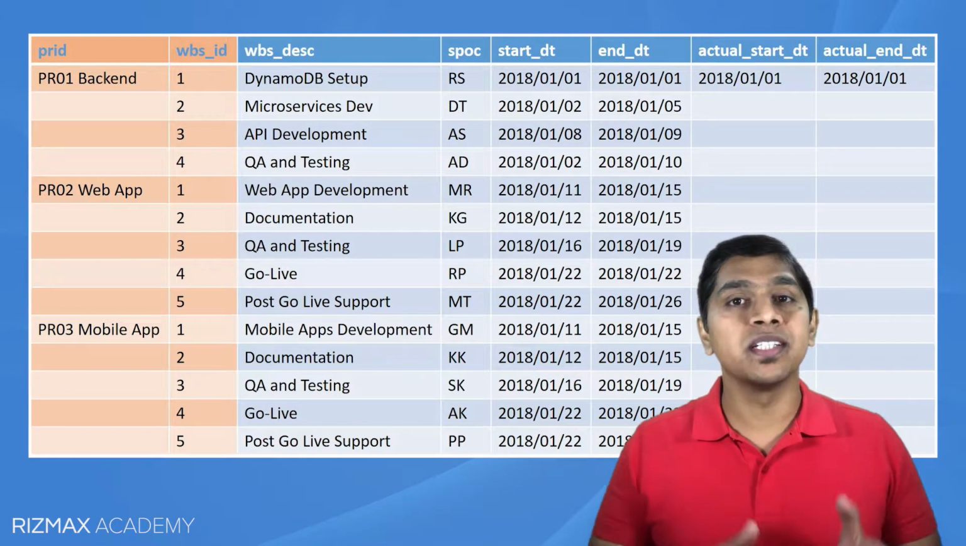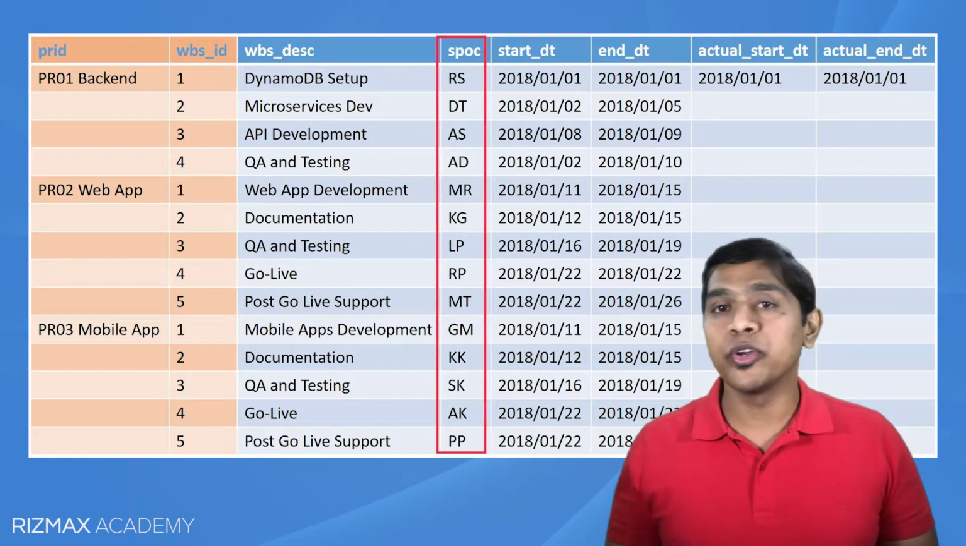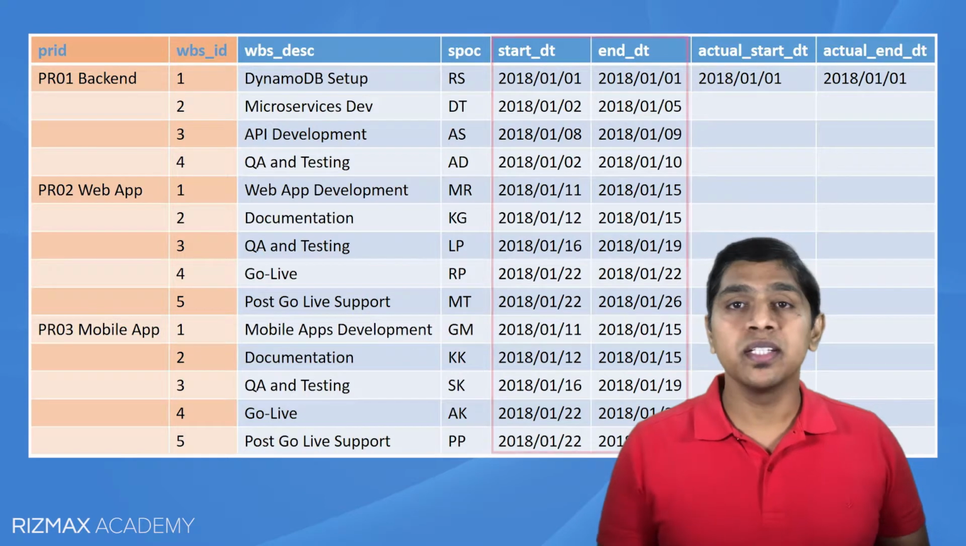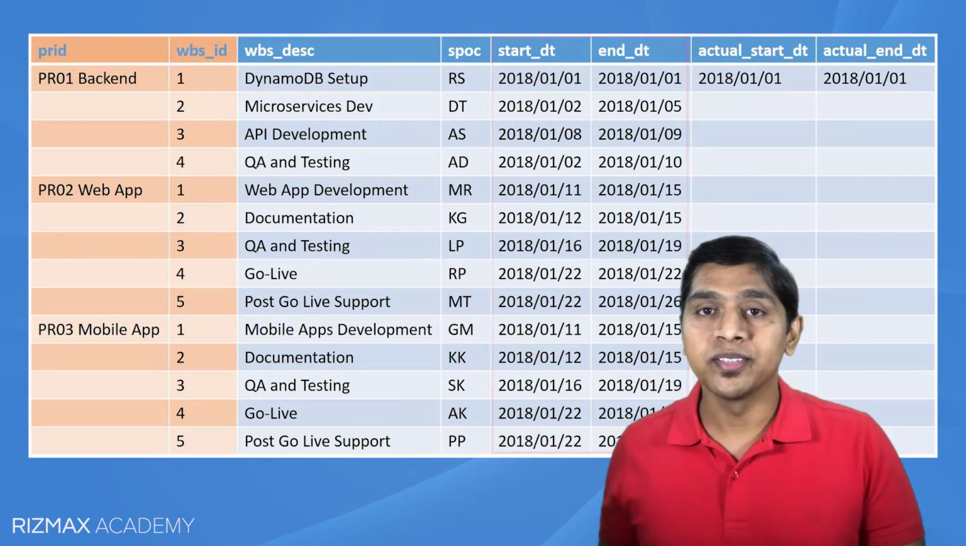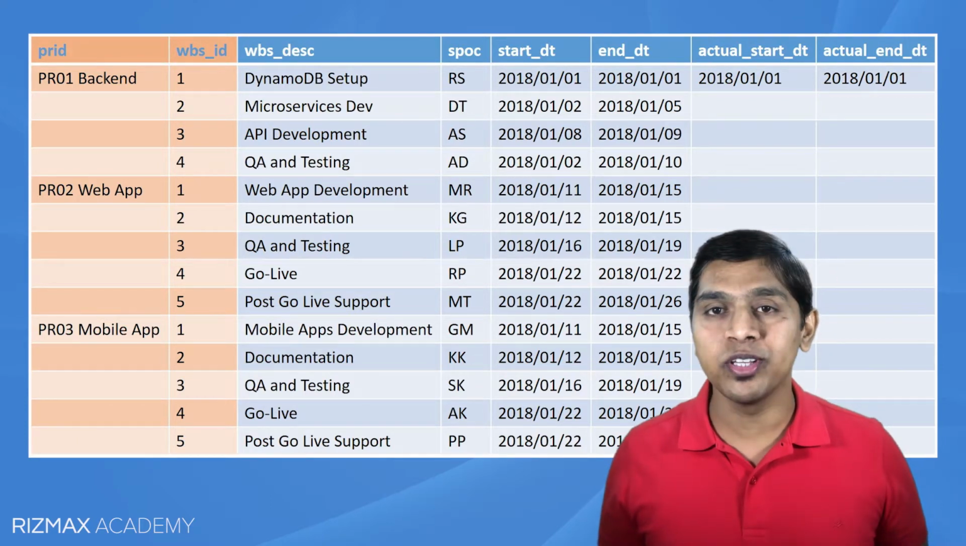Each of these activities will have a SPOC or a single point of contact as well as a start and end date. So in the next lesson, we'll create this table using the AWS DynamoDB console.